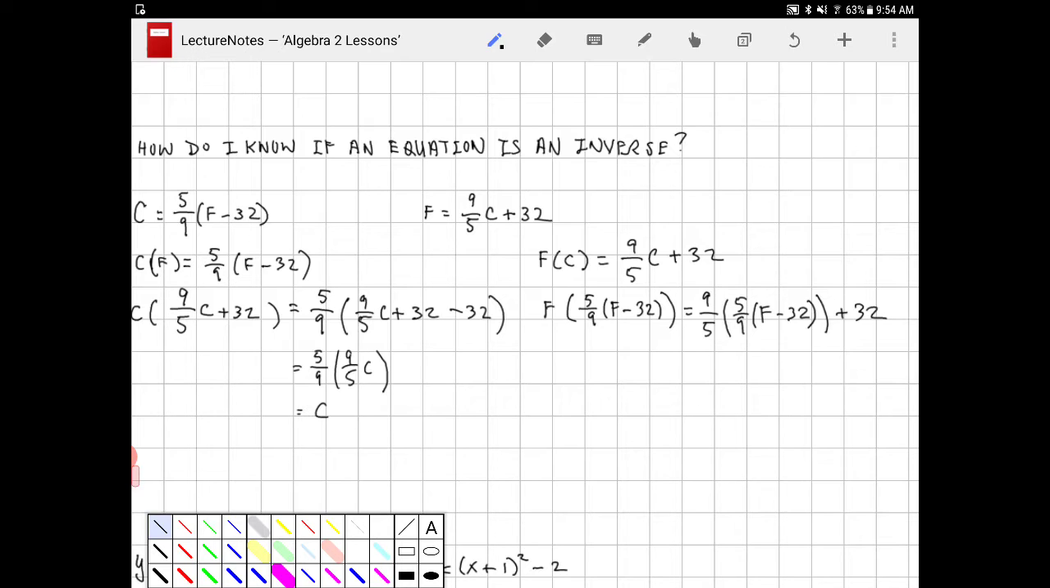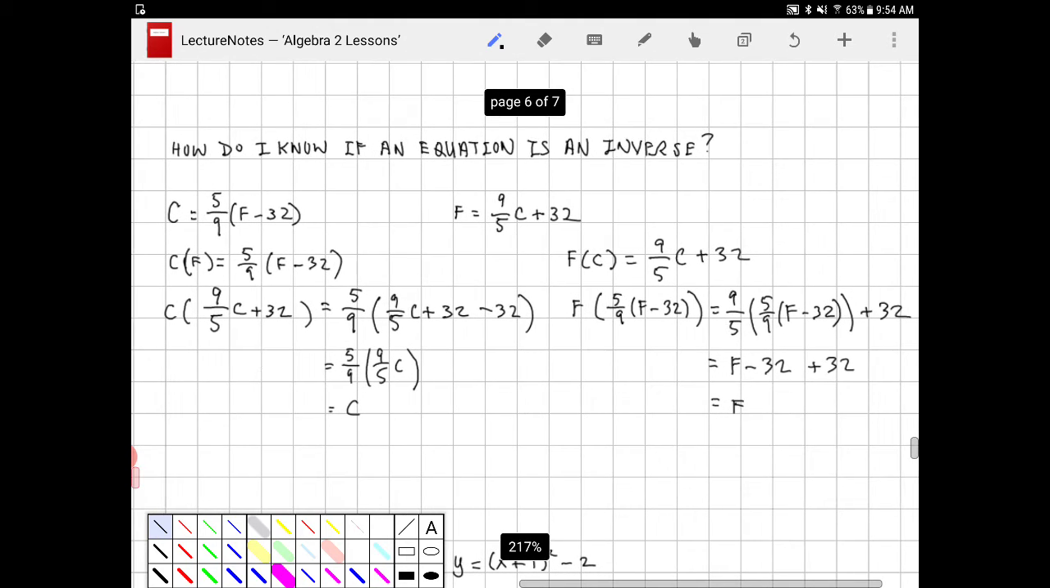Now I multiply the 9/5 by the 5/9. That's just 1. So I end up with f minus 32 plus 32, and I end up with f. I end up with f is equal to f, and before I had C is equal to C. This is an identity. This is telling us that the two equations that we have right now are indeed inverses of one another.